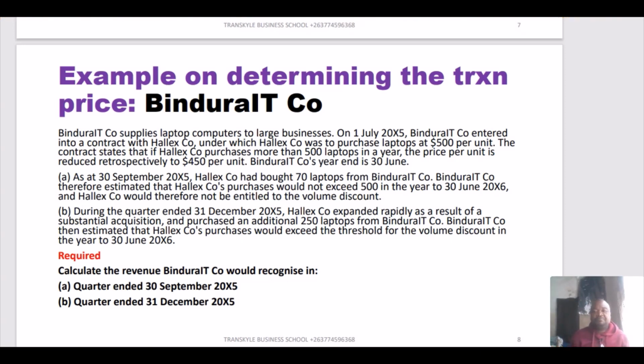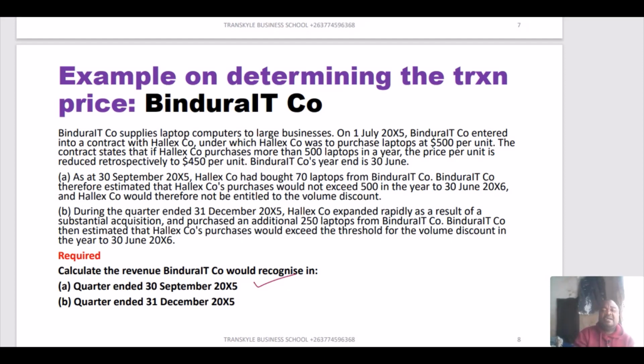Okay, this is the question, ladies and gentlemen, and we need to have the focus of determining the transaction price at the core. When you are faced with such a weighty problem in an examination, you need to stand on your principle. We have been told that we need to determine the revenue these guys should recognize first at the quarter ended 30 September 20x5.